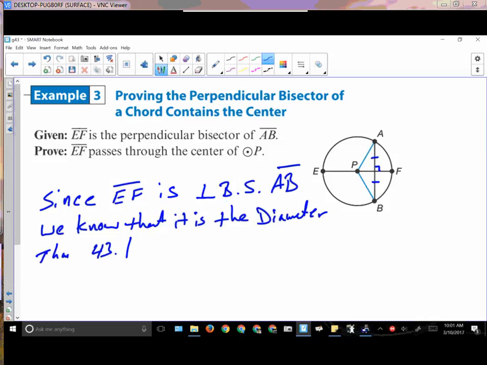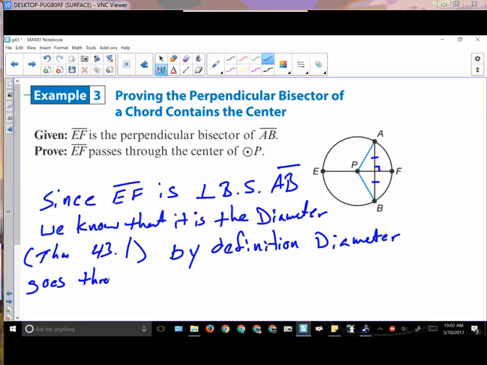Do all diameters go through the center? Yeah. And by definition, a diameter goes to the center.